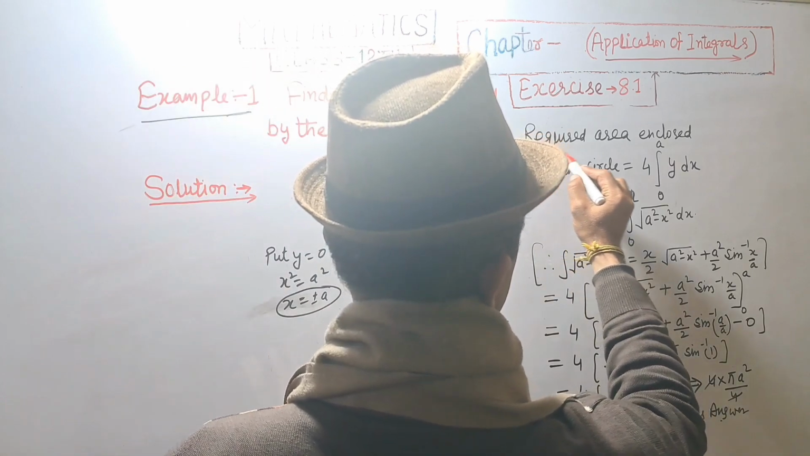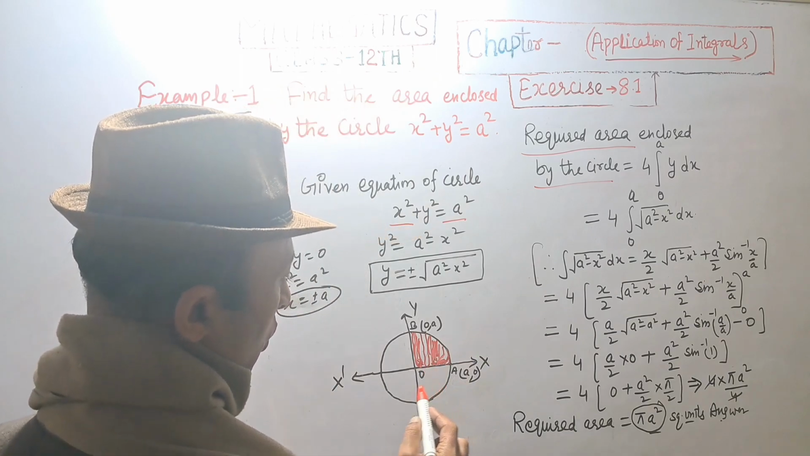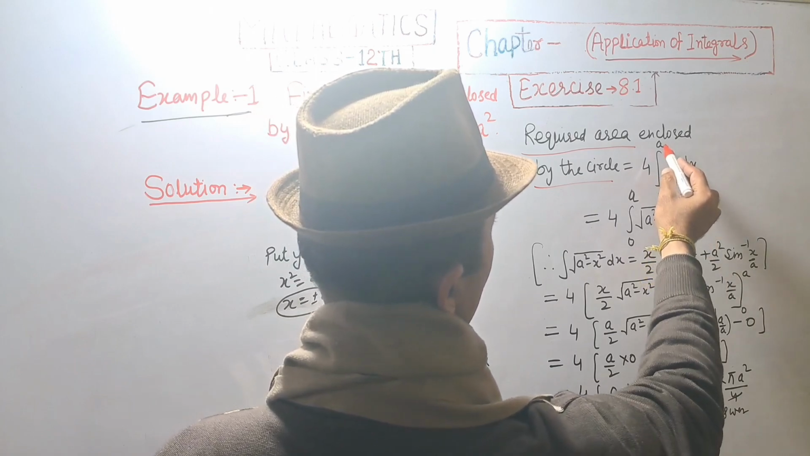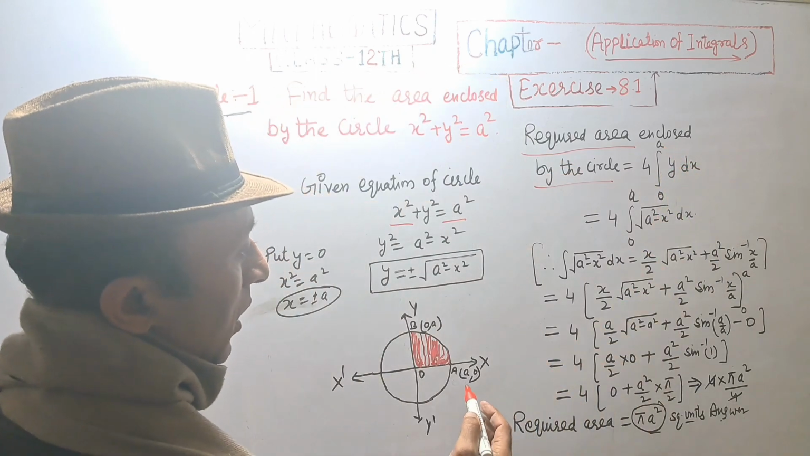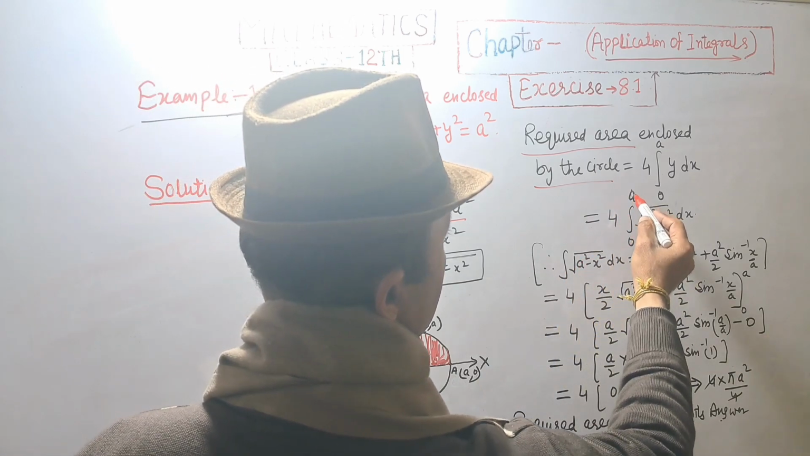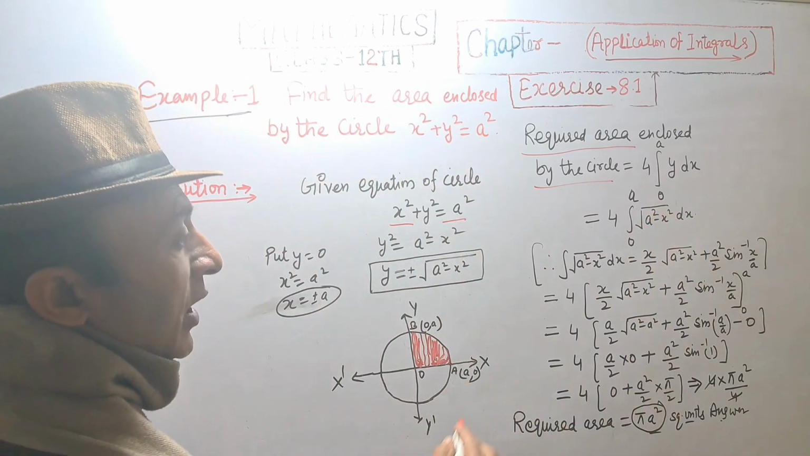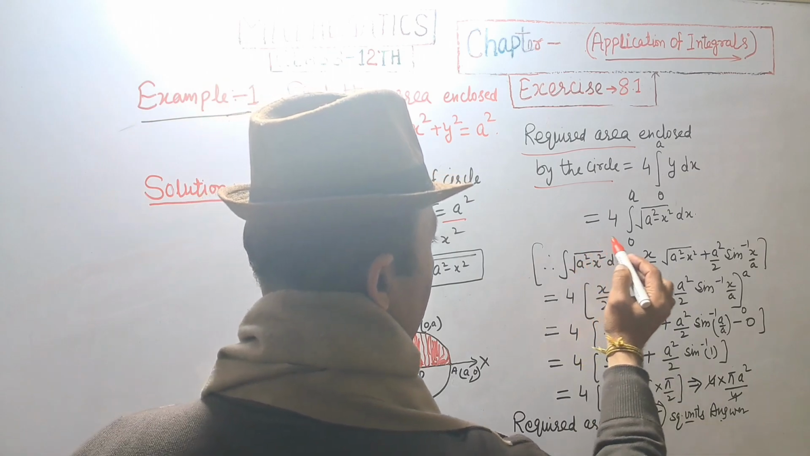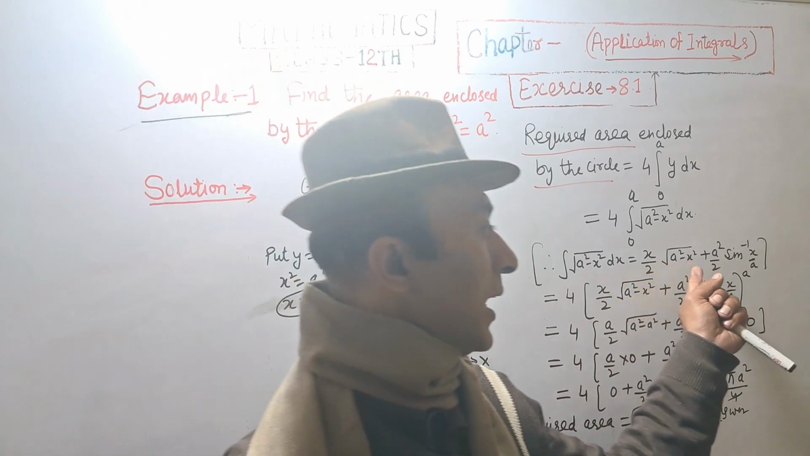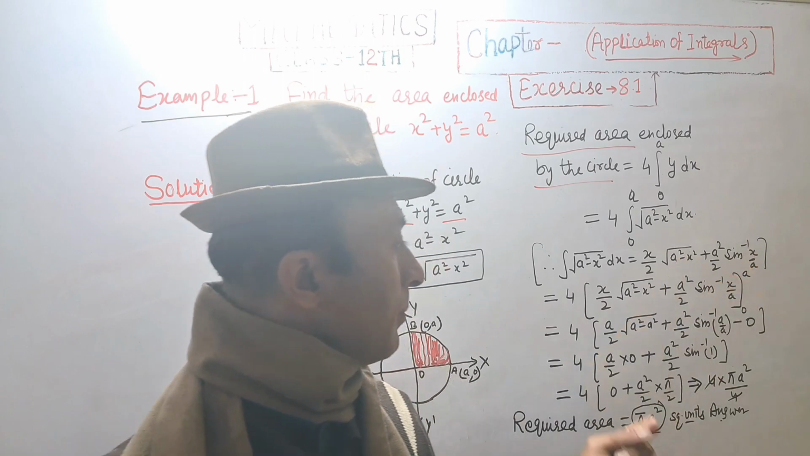Required area enclosed by the circle is equal to 1, 2, 3, 4 enclosed, 4 times of integral 0 to a y dx. Limit lies between 0 to a and 4 times of integration 0 to a root a square minus x square dx. We know that integration of root a square minus x square dx is equal to x upon 2 root a square minus x square plus a square upon 2 sine inverse x upon a.